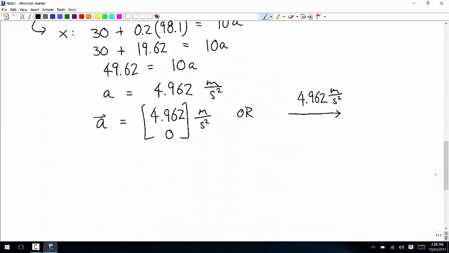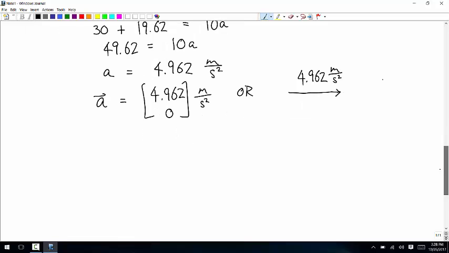So now let's do this problem again, but I'm going to add one more force to it.